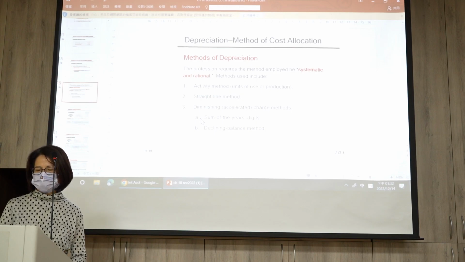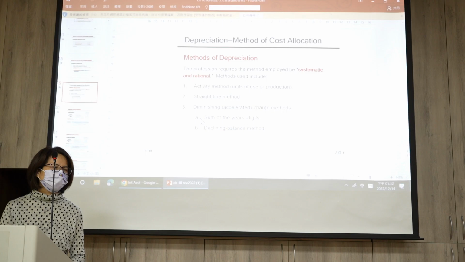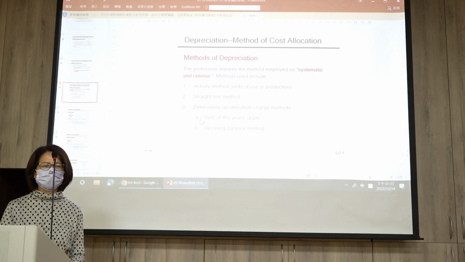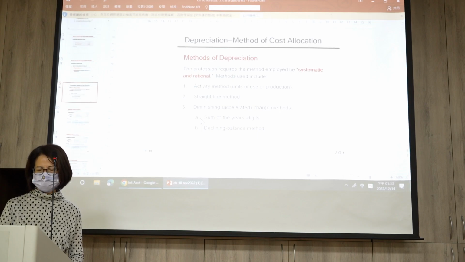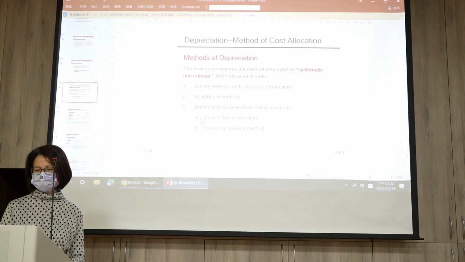And some of the sum-of-the-years' digits and double declining methods. So these two methods charge more depreciation expense in the earlier periods. So if you have assets with this kind of attributes, then you can apply either one. Some of the sum-of-the-years' digits, declining balance method. All right.